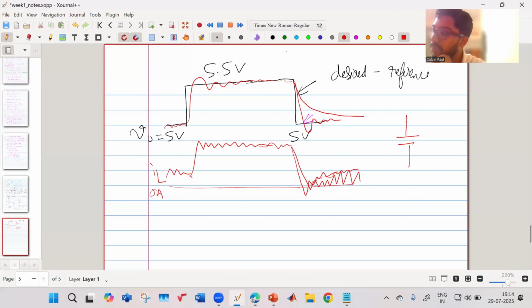If this is your capacitor and this is your load, when this load is very high, the capacitor will discharge very slowly. So if you can have a provision that you can send current in this direction as well, then you can discharge the capacitor. That is why we use this method. Perfect, I understand now. Thank you.